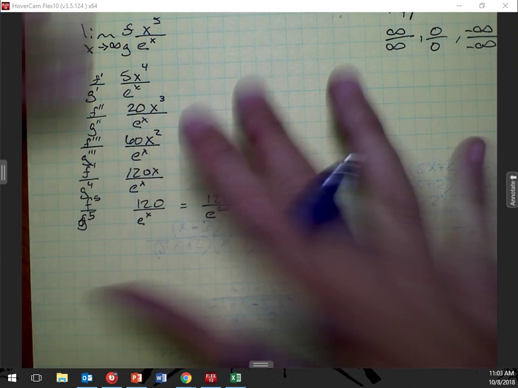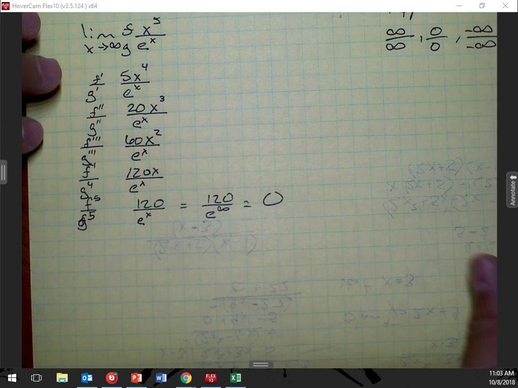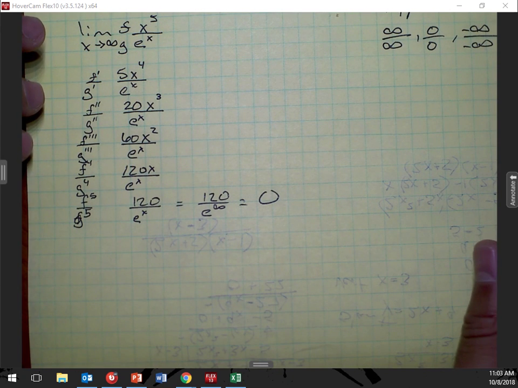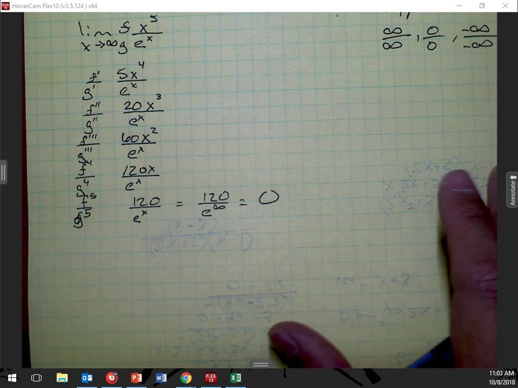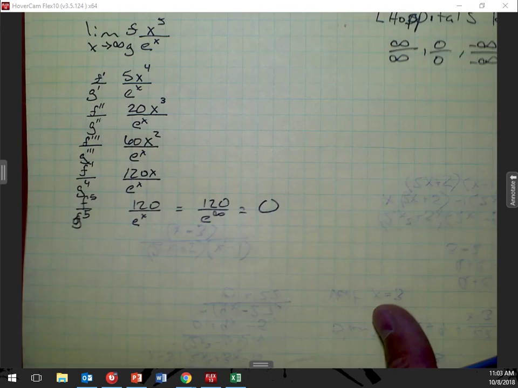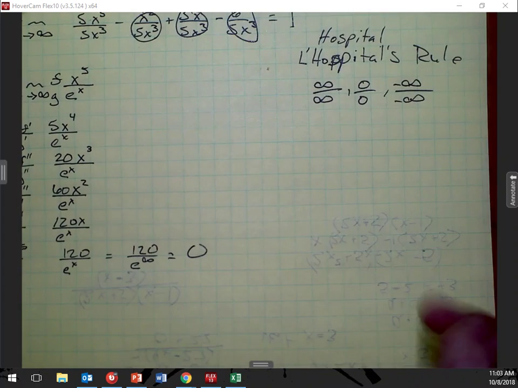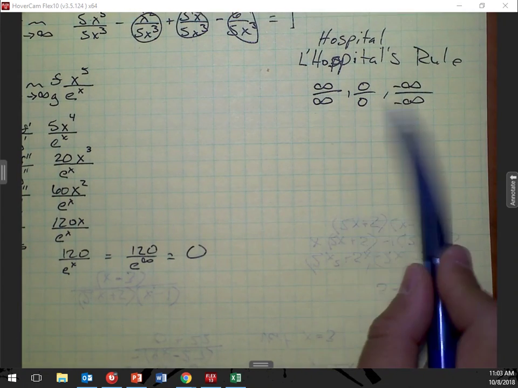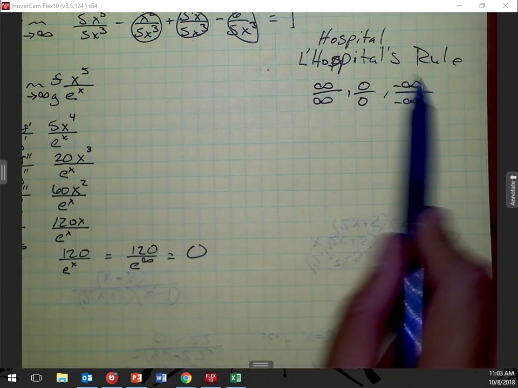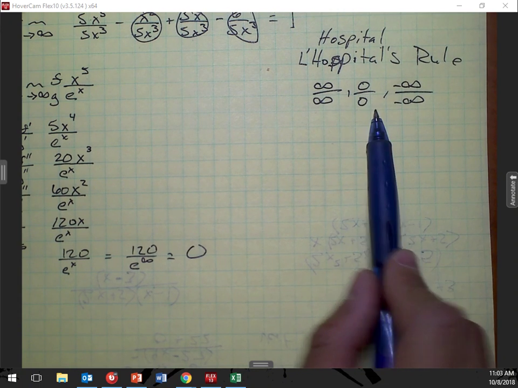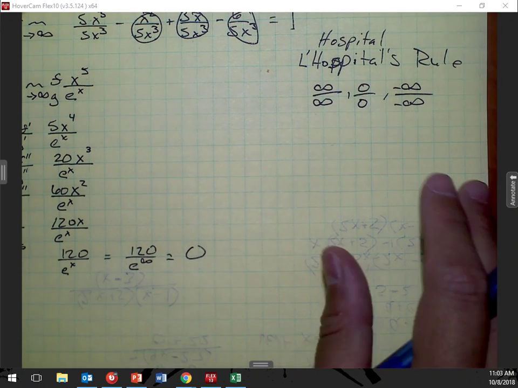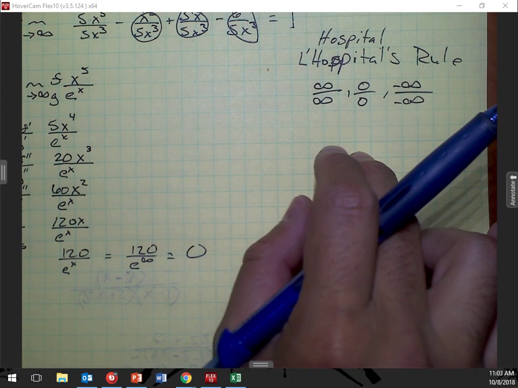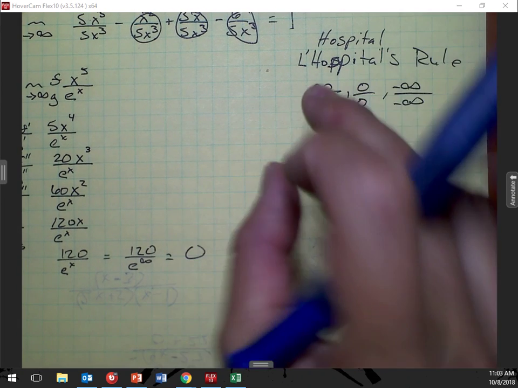I know I showed you guys the voodoo magic on here, and most of you guys haven't had it yet. Not most, maybe half. We'll see. Anyway, that's L'Hopital's rule, and when you start doing derivatives later on, you have to remember this. You can't use this unless you stated infinity over infinity, 0 over 0, or negative infinity over negative infinity. So you have to be able to state it first or write out the words that it is indeterminate.